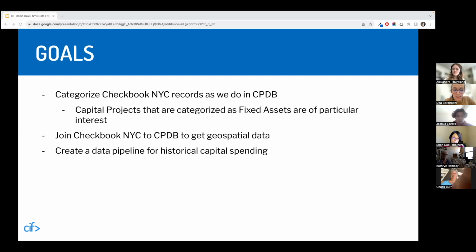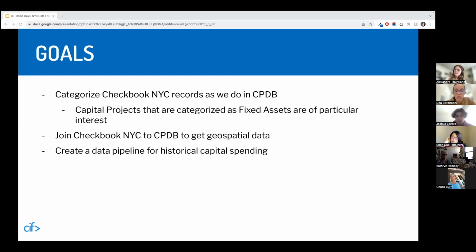All right, so now we can delve into the 3 specific goals that we had for creating this data product. First and foremost, we wanted to categorize the records in Checkbook NYC in the same way that we do in CPDB. This is important because not all capital projects can be mapped to geospatial information. And it's specifically fixed assets as a category that are the most promising for adding this geospatial information. And so we want to prioritize categorizing projects as fixed assets and then performing the assignment of geospatial information.